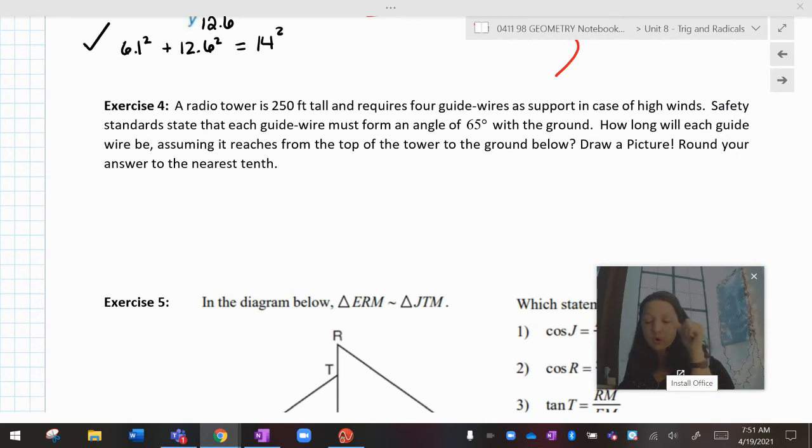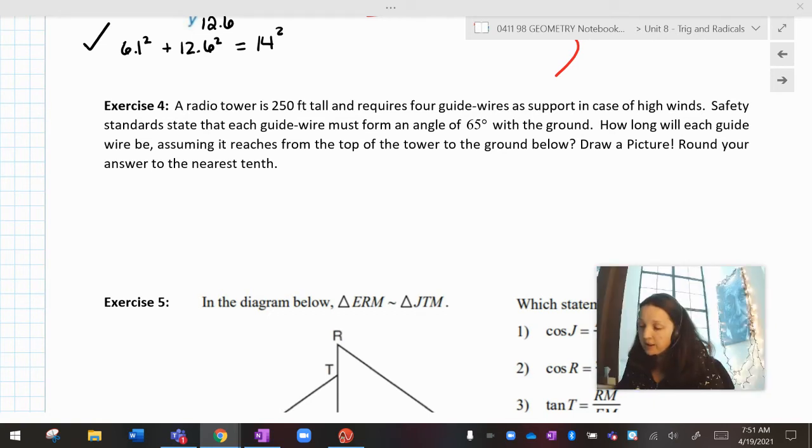All right, now we have to draw our own diagram. A radio tower is 250 feet tall and requires 4 guide wires to support it in case of high winds. Safety standards state that each guide wire must form a 65-degree angle with the ground. How long will each wire be?